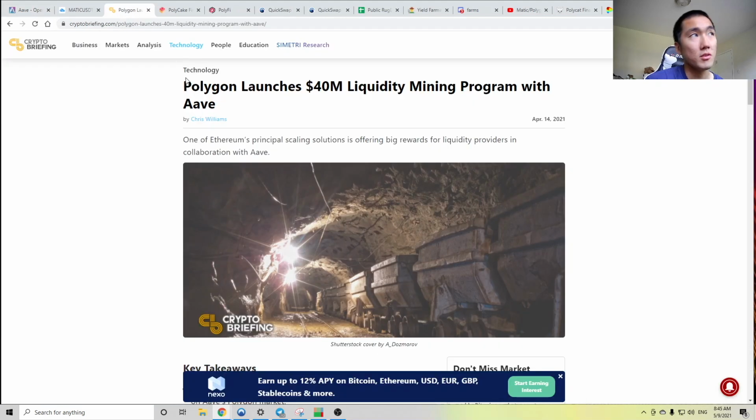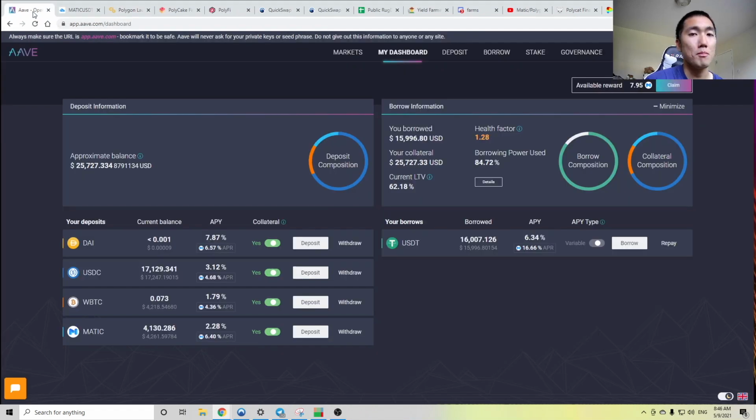Because if you're not aware, Polygon, to incentivize more people to use the Matic ecosystem, has these liquidity mining programs, and they have a $40 million one with AAVE. Essentially what this means is that they're going to be paying you to use AAVE. So for example, I have 17K of USDC that's earning 3% paid in USDC, but I'm also earning 4.7% paid in Matic tokens. You can see my Matic that I'm accumulating up here that I always claim and reinvest into the lending network.